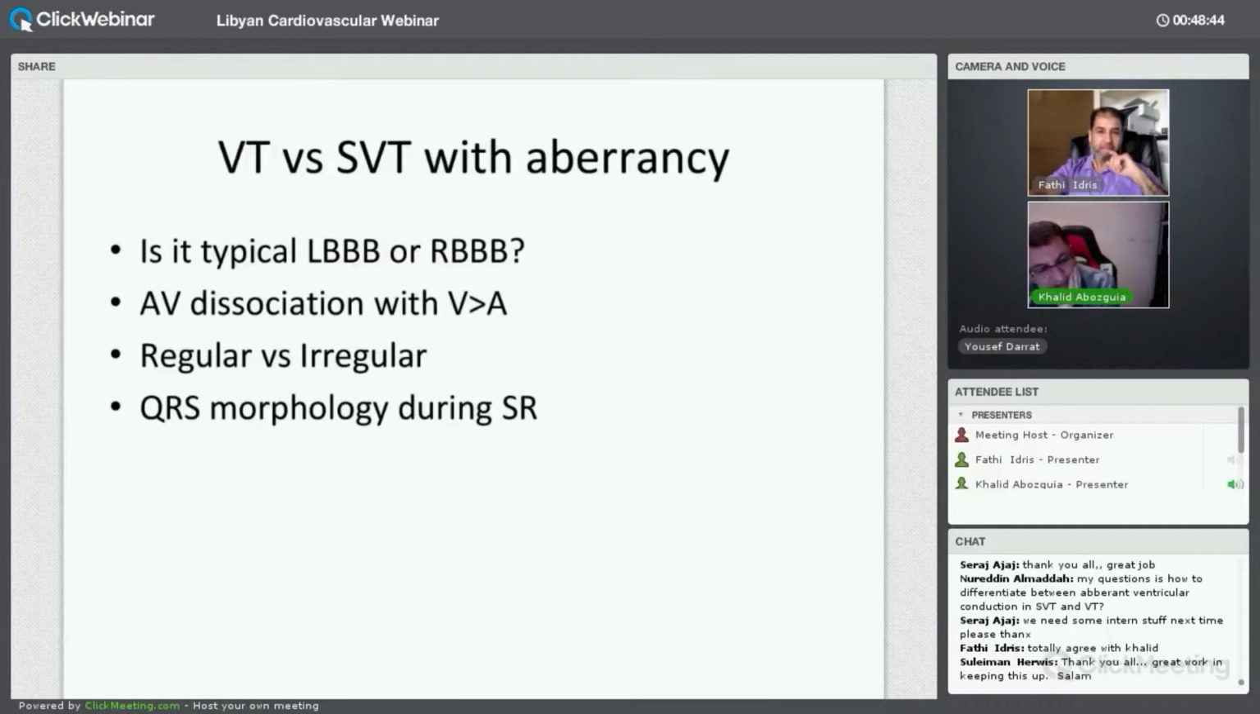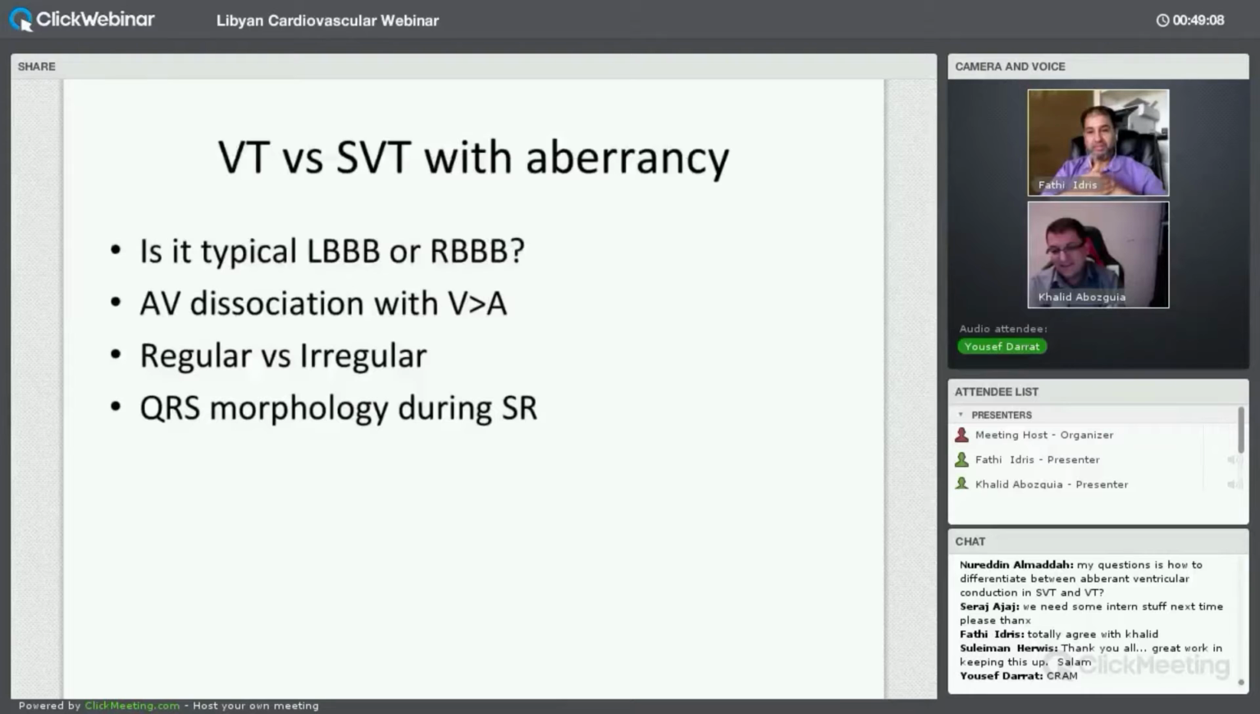I don't know if Fathi wants to add any comment. No, I agree with you, Khalid. The problem with Brugada is it's hard to remember, and it's not practical. I used to carry with me this little card. At the end of the day, I think the 4 points pointed out here. I just have a suggestion. Just use CRAM. C is for concordance, R is for the R wave nadir, A for AV, and M for morphology. You can use that CRAM. It'd be easy to remember. One suggestion. That's all.